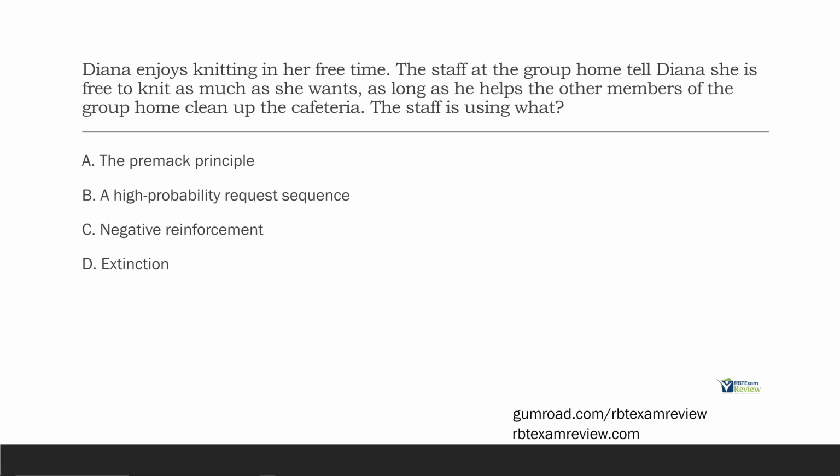Ask yourself what is happening, what is going on in the question. Well, we know Diana enjoys knitting. The staff tells Diana she can knit as long as she helps the other members clean. The staff is establishing a contingency. If you clean, then you get your reinforcement, your reward, which is knitting. So if we're going to use a preferred activity as reinforcement to evoke a non-preferred activity like cleaning, what is that called? A, the Premack principle. That's what it's called, otherwise known as Grandma's law.